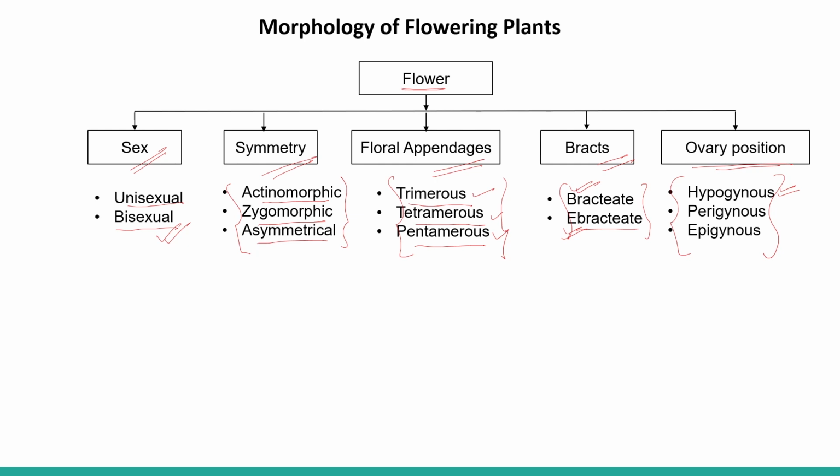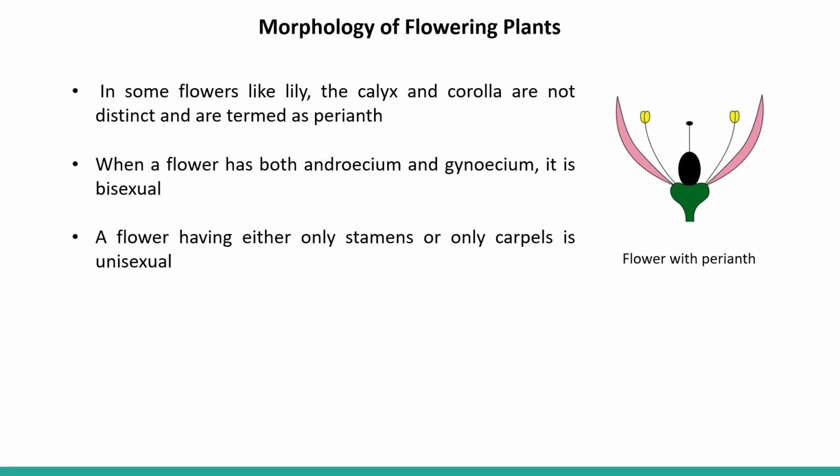Okay, so the first one. In some flowers like lily, the calyx and corolla are not distinct and are termed the perianth. Here we cannot see any calyx or corolla like structure. Only one appendage is present and that is called the perianth.